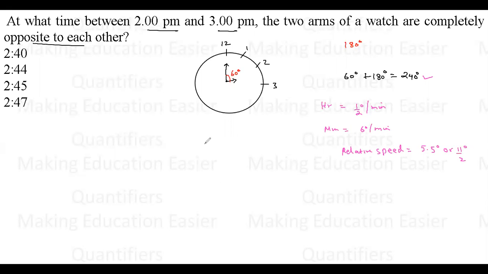So now simply apply the formula. All of you must be knowing that time is equal to distance upon speed. So the distance to be covered is 240 degrees, and it will be covered with the speed of 11 by 2. So students, now if we solve it, we'll get 480 by 11, which is approximately 43 minutes. So the closest answer will be 244. Right? I hope it is clear to everyone.